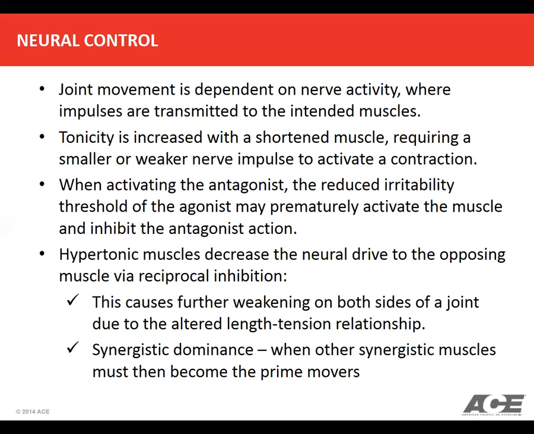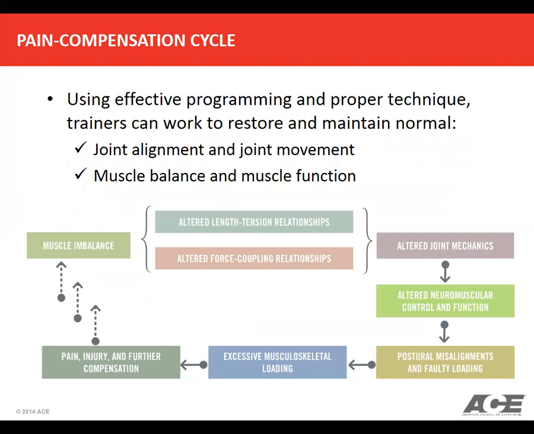Things like tonicity are increased with shortened muscles, requiring smaller, weaker nerve impulses to activate the contractions. When you activate an antagonist, reduced irritability threshold of the agonist may prematurely activate the muscle and inhibit the antagonist's actions. And hypertonic muscles decrease neural drive to the opposing muscle. So basically, they're making the argument that if you're always doing push things, do pull things. If you're doing biceps, do triceps, things like that. Because over time you get a weakened joint, or your movement patterns aren't going to be very good, right? You're going to have muscles that over-dominate and other ones that are more passive, which can cause some mechanical issues over time, right?